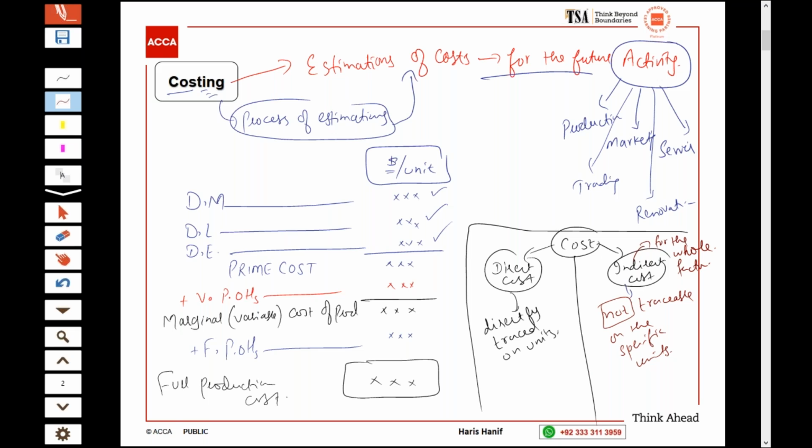You cannot even calculate how much electricity one unit uses, because the electricity is for the entire factory. Something which is specifically for the unit is known as the direct cost, and something that is for the whole factory is known as the indirect cost. Both should be related to the production. I'm not talking about non-production items. Both should be included that way, and that will be the production cost.